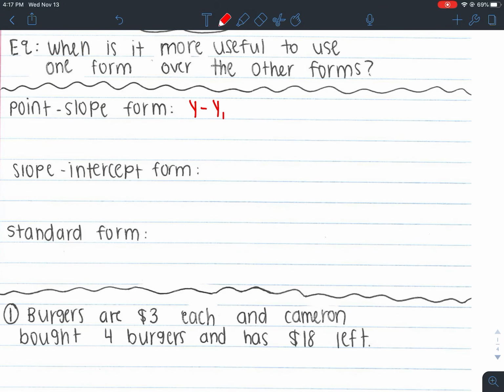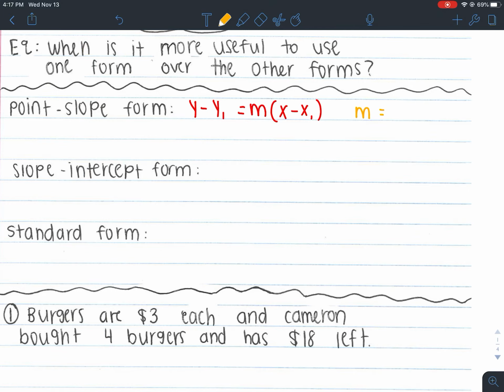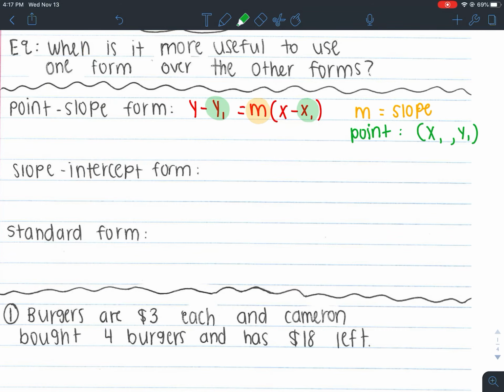Point slope form is y minus y1 equals m times x minus x1. It is called point slope form because it gives you a point and a slope. Your slope is the m. Your point is the point x1, comma, y1. And remember, the most key thing is that when you plug in the point, it's opposite signs.